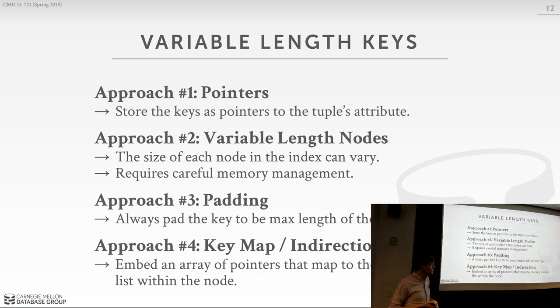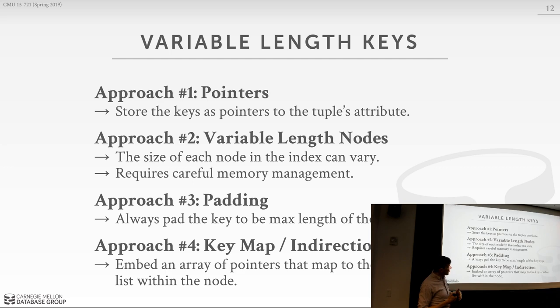The next approach is to use variable-length nodes. The idea here is that you could have different size nodes that are allocated based on the total amount of space you think you need to store in that particular node. And if it goes too big, then you maybe increase the size of it.